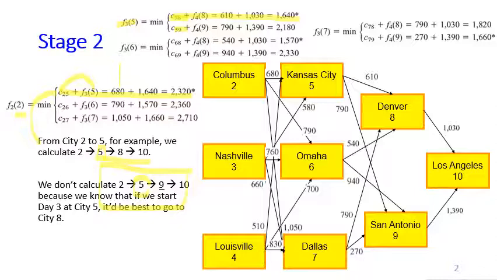Okay, so what I'd like to say is that the efficiency here appears based on the fact that some of the possible paths are no longer calculated when we know that that is the worst option to do. So here, for example, we know that from Kansas City, the better option will be going to Denver instead of going to San Antonio. So here we only use the distance from Kansas City to Denver, and then finally to reach Los Angeles, which is 1,640.